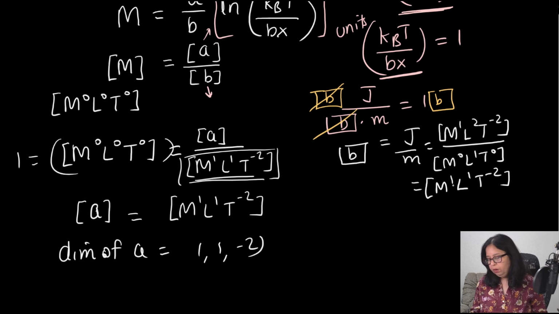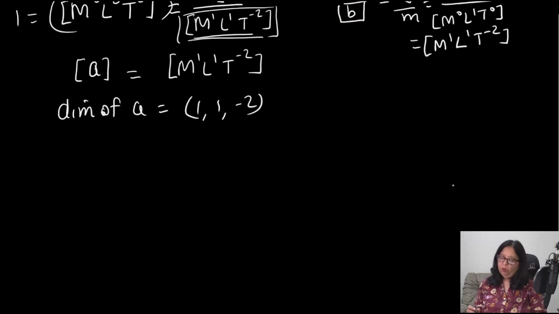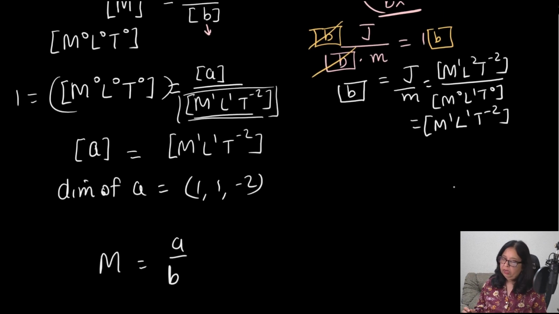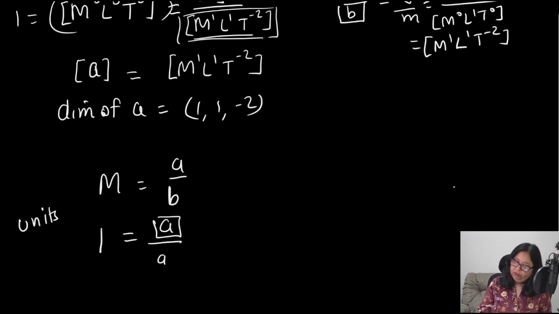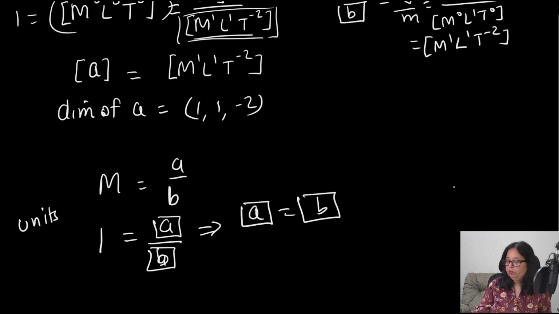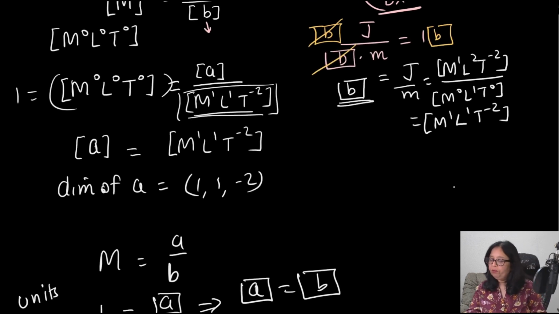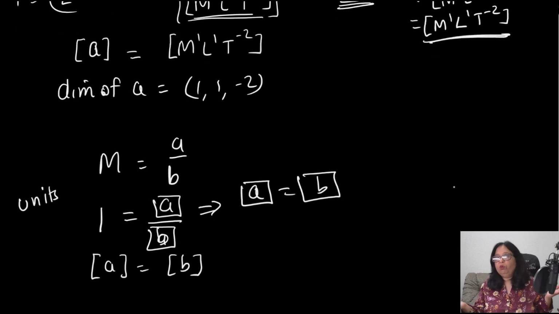1, 1, minus 2. So if you really wanted, you could have done M equals A over B, right? Now B, I said, is equal to joules per meter. So this is 1 here. If I'm writing in terms of units, there's no unit, okay? So that means if this is 1, then the unit of A must be equal to the unit of B. In other words, the dimensional formula of A equals the dimensional formula of B. So once you know B from here, you just know A, right?